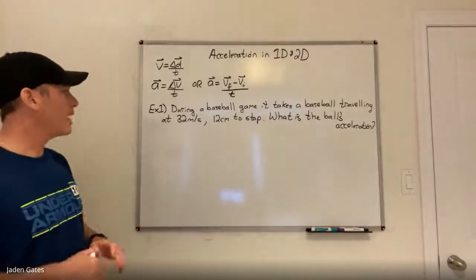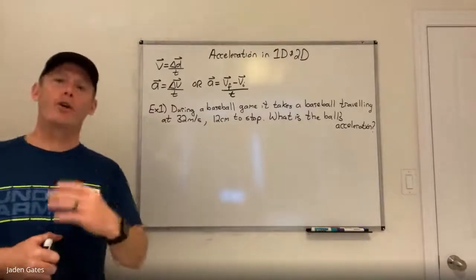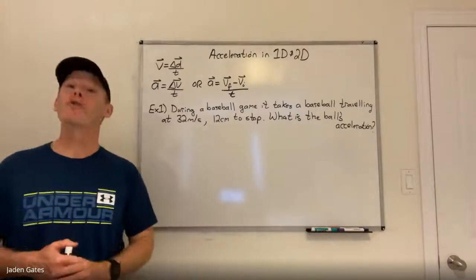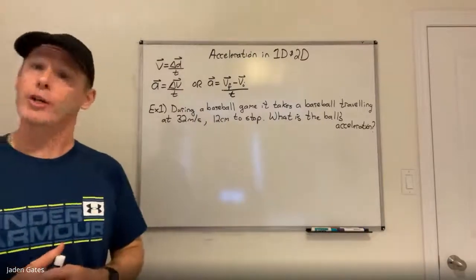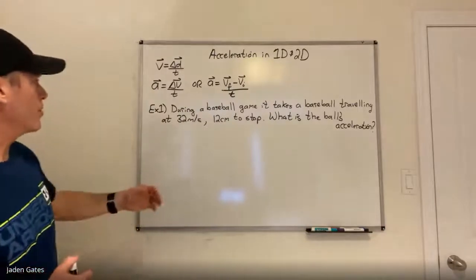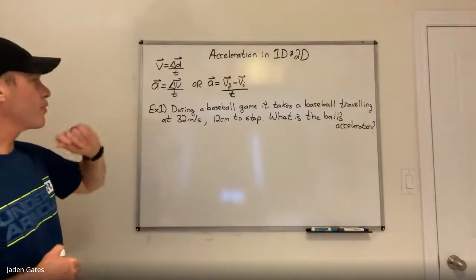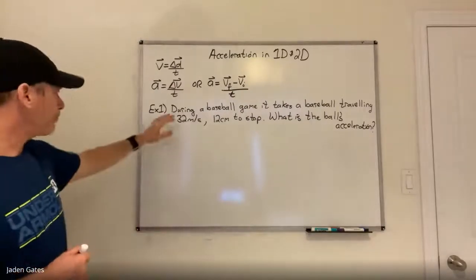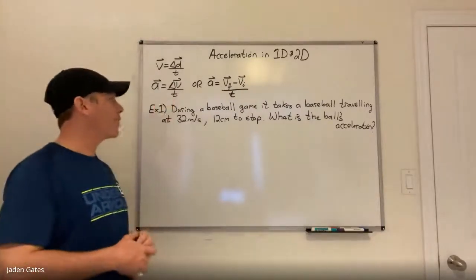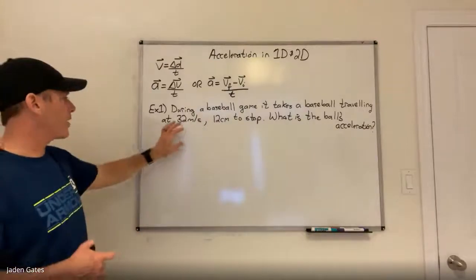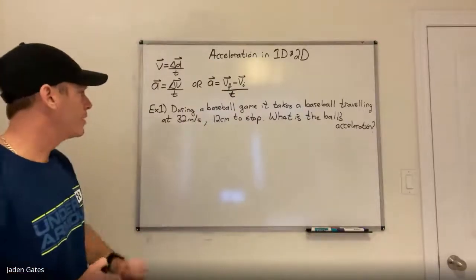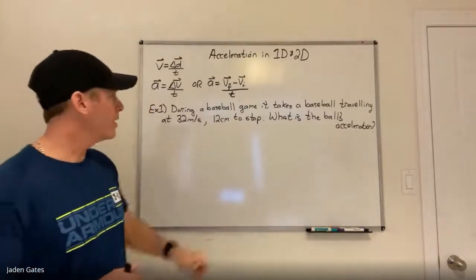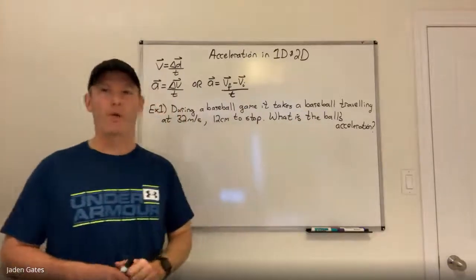All right, so again, as I mentioned earlier, what we're going to look at is a grade 11 question type, and then move into 2 dimensions for what I would say is a grade 12 type question. That's why we're grade 12 class. All right, so this is my first example. Now I shortened it up a little bit because I don't have much room to write. But during a baseball game, it takes a baseball traveling at 32 meters per second, 12 centimeters to stop in a catcher's mitt. All right, what is the ball's acceleration?